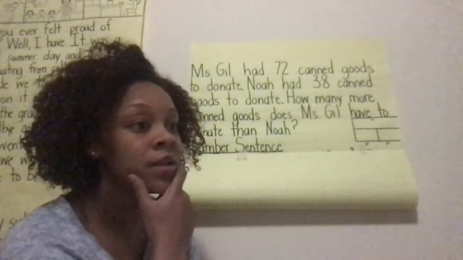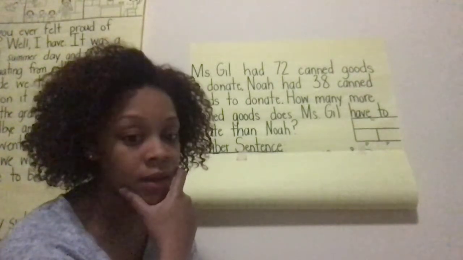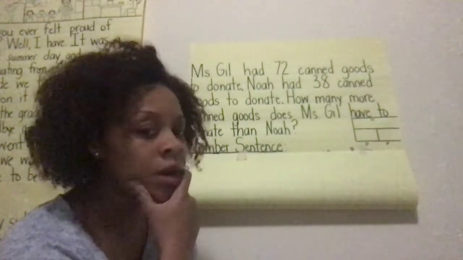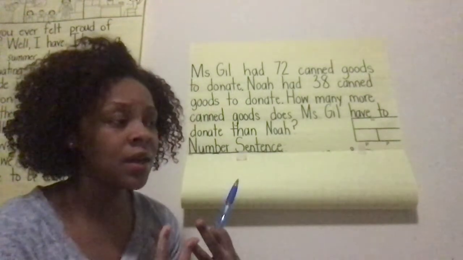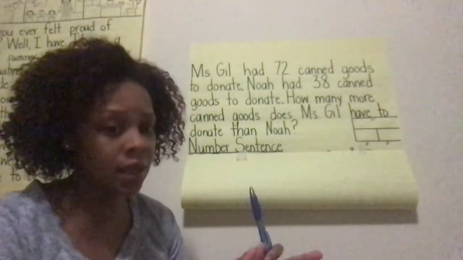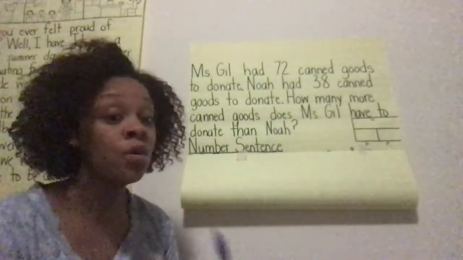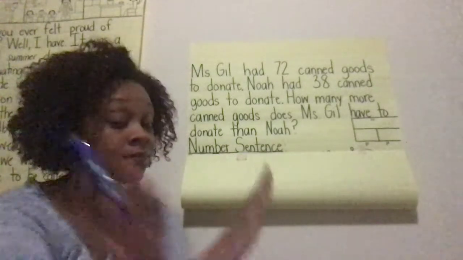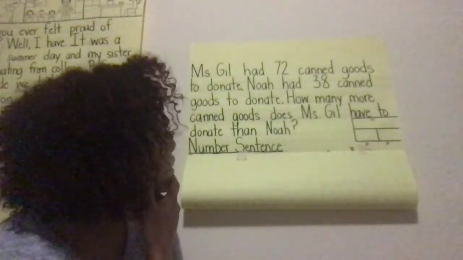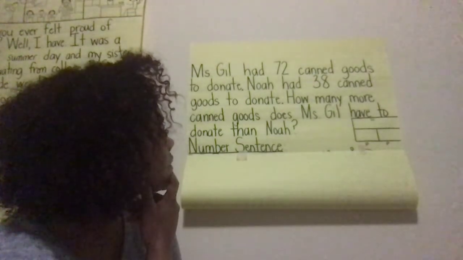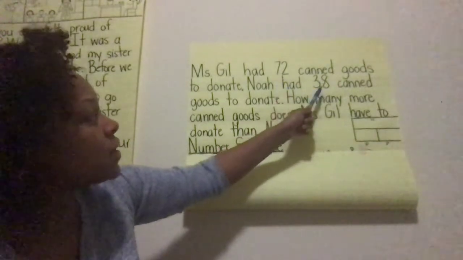While I was reading that story problem, I noticed that Miss Gill didn't get any canned goods. Neither did Noah. So that makes me think that they didn't get anything. And Miss Gill didn't lose any canned goods, and neither did Noah. So that makes me think that there was no action. So now, being that there's no action, I'm thinking to myself, what's the relationship between the number 72 and the number 38?